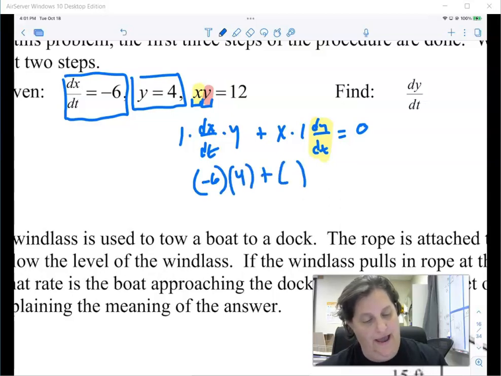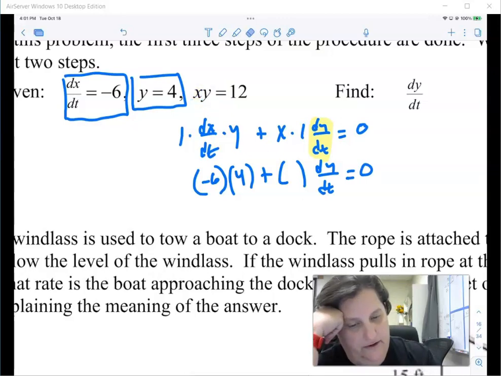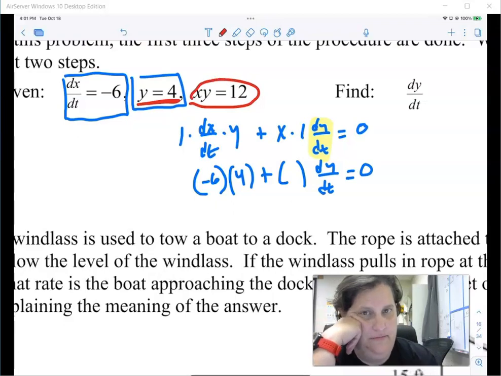Shoot, it didn't tell me what x is, and I'm supposed to find dy/dt. If it didn't tell me what x is, how might I find that? Well, let's look back up here real quick. It just gave me some information. It said y is 4 and x times y is 12. So what do we think x is?